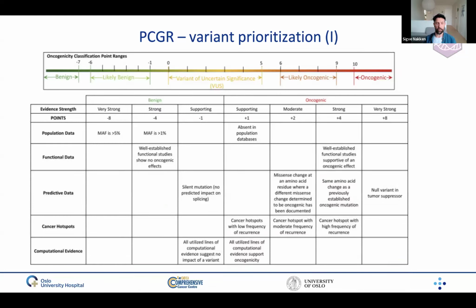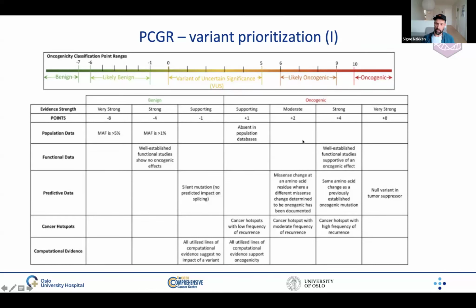So this is how the guidelines are laid out. You have different properties of the variants listed here, and then we have points towards the benign side if it carries these properties, and points towards the oncogenic side if it carries these properties. What we have done in PCGR is that we have picked up all the recommendations in the papers, and we use gnomAD, and we use cancerhotspots.org, and we also use all of these in silico predictions to provide computational evidence. And we also use other information from PCGR, such as tumor suppressor annotation and ROS subfunction, to give evidence to these criteria.